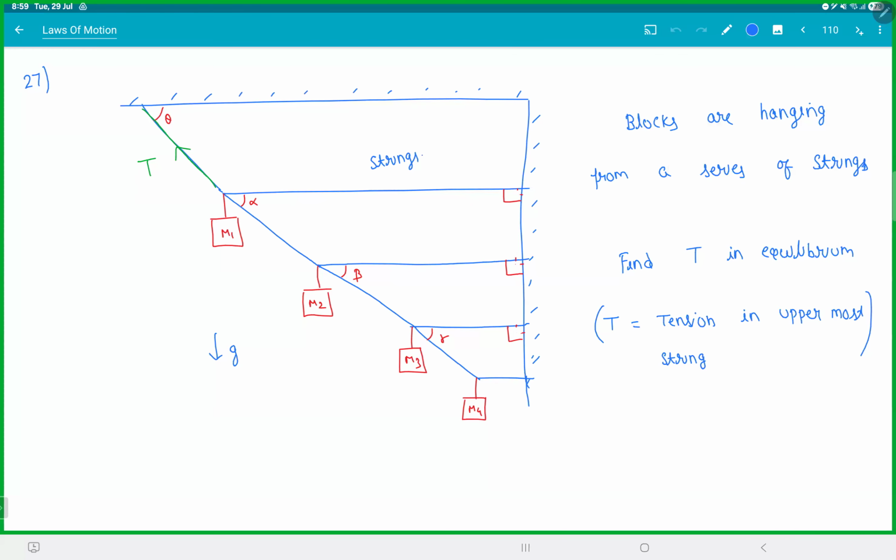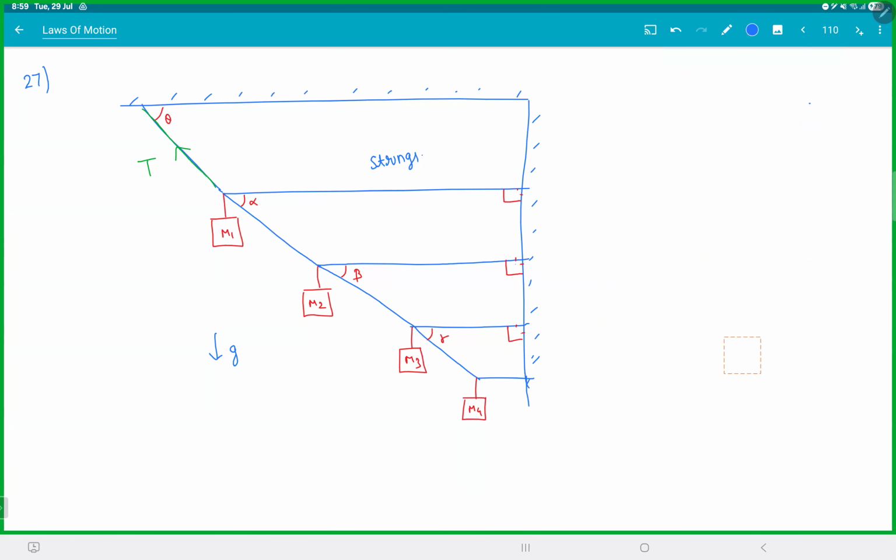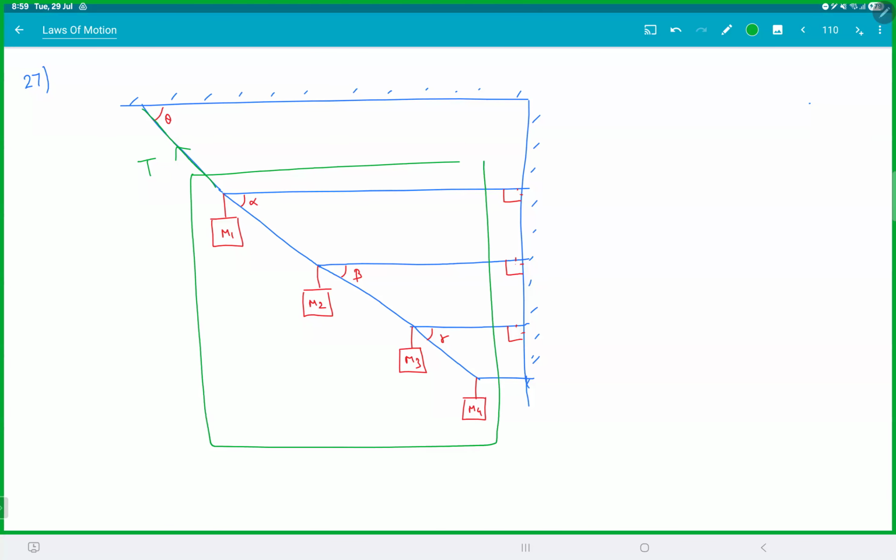Always remember, it always depends on what is your system. If you take your system properly, your life becomes easy. You want to find the tension in the upper string, right? Then choose the 4 blocks as one system. Take this whole thing as one system. So if I just put a blanket on top of it, I don't know what is happening inside.